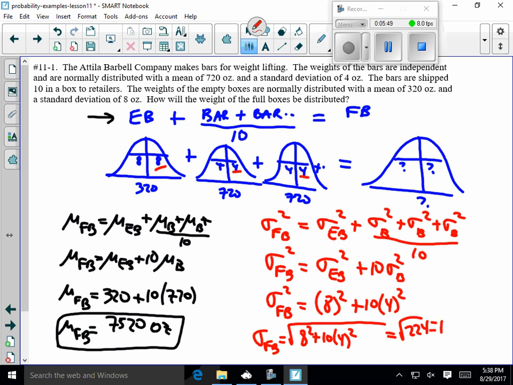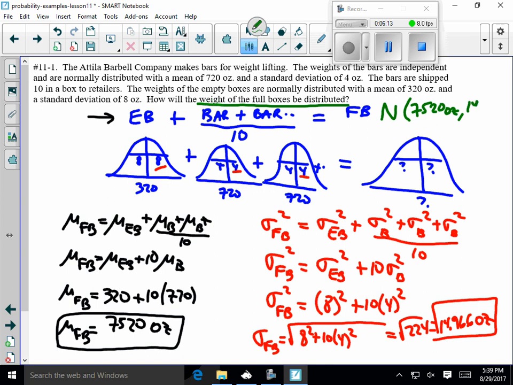Or 14.966 ounces. So that will be the standard deviation. So the way we could write this, if we wanted to use another notation, is that the weight of the full boxes will be distributed according to a normal curve, where the mean is 7,520 ounces, and the standard deviation is 14.966 ounces. Okay, so that would really be the way to write the answer, right? It's a normal distribution with that given mean and standard deviation. All right, so let's try the next problem.